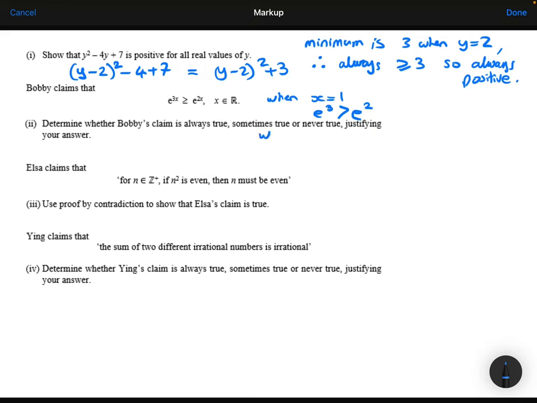What about, let's pick a different value of x. Let's try and find one now where it's not true. What about when x is minus 1? Well, e to the minus 3 and e to the minus 2, and that's not true. E to the minus 3 is less than e to the minus 2, so Bobby's claim is not true in that case. So Bobby's claim is sometimes true.